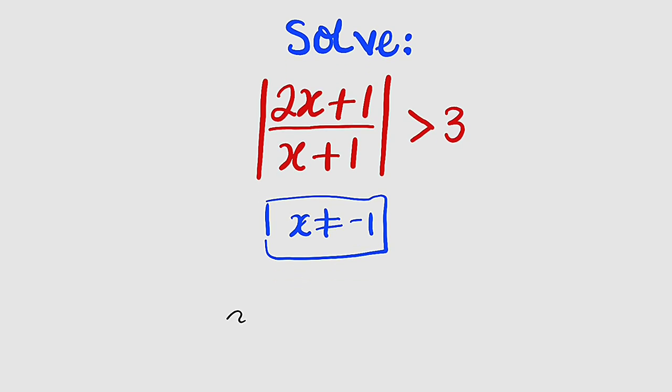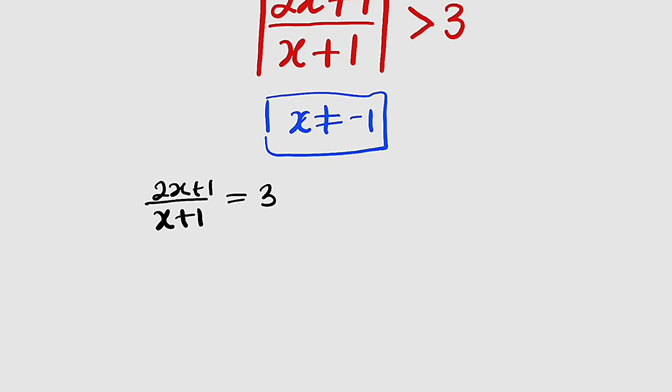Let me start with positive 3. We're going to consider (2x plus 1) divided by (x plus 1) to be positive 3. Let's solve. By cross multiplication, we take the whole of this and multiply by this. That will give us 3x plus 3, right? Equal to, this times 1 will not change it, so we have just 2x plus 1.